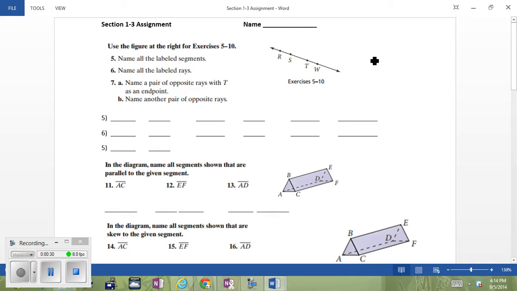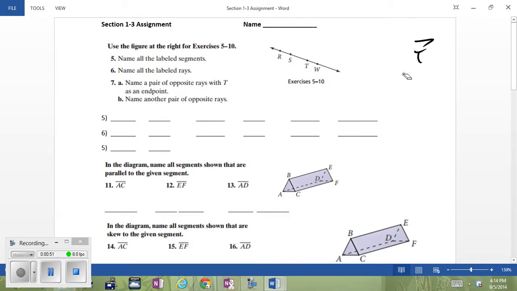We could name it line RS with the line symbol. We could name it line TW with the symbol. We could name it ST with the symbol. That's the line. There's any number of ways of naming that line. But what about the segments?